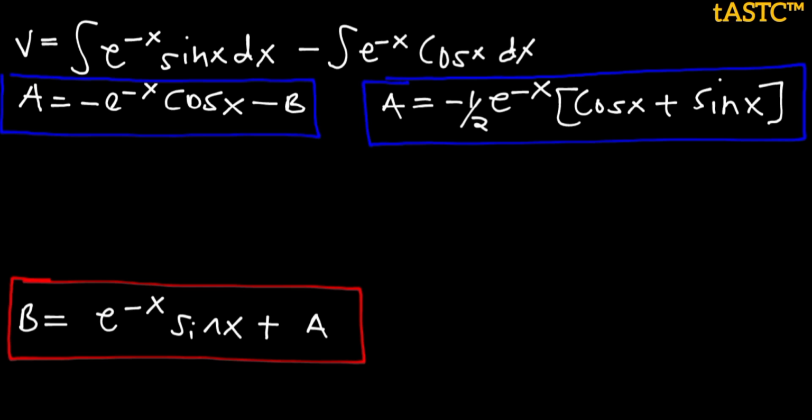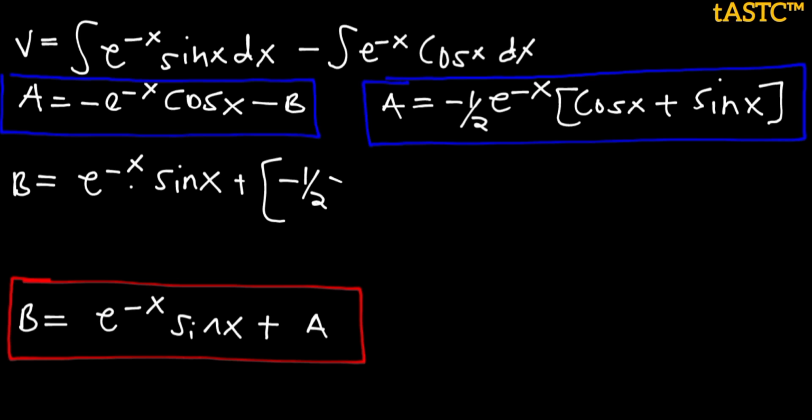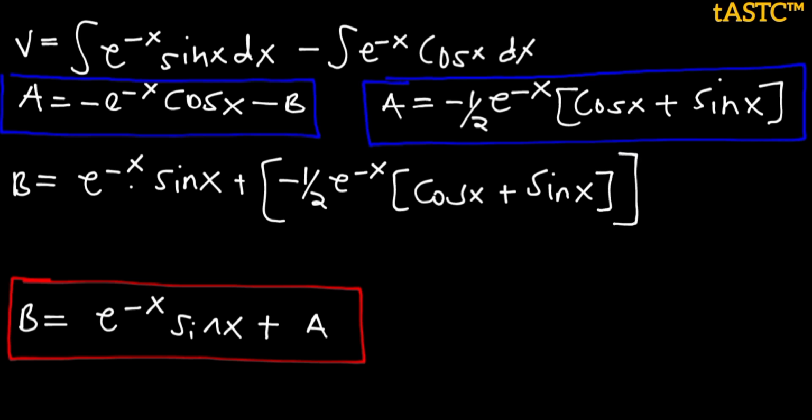Now next up, what we're going to do, we're going to take this a and substitute it for a in b here. So b is going to be equal to e to the negative x multiplied by sine x plus this stuff. That is a negative 1 over 2 e to the negative x. And you have a cos x plus sine x. Okay, so this is what you got.